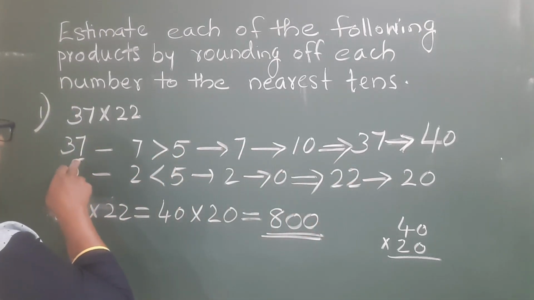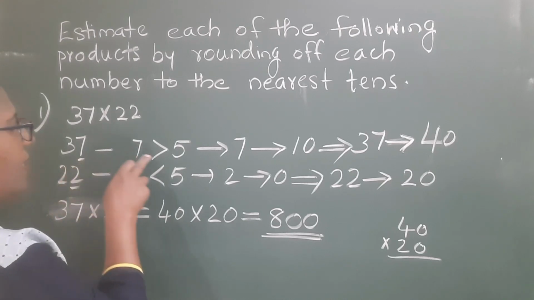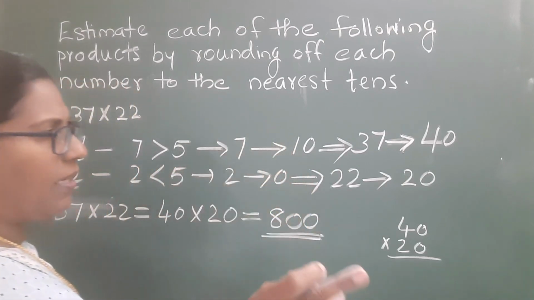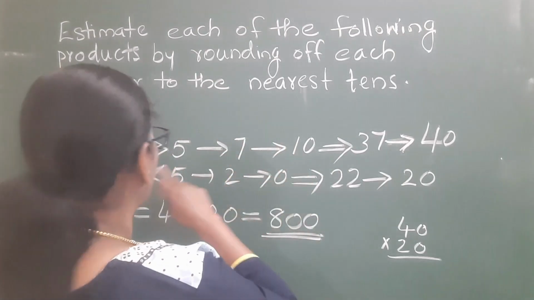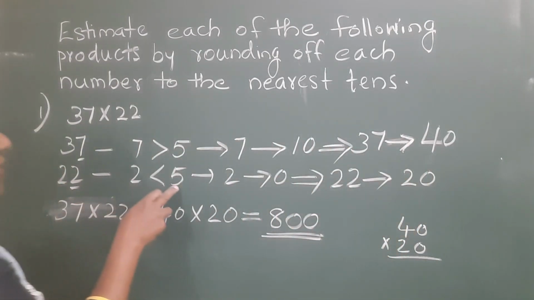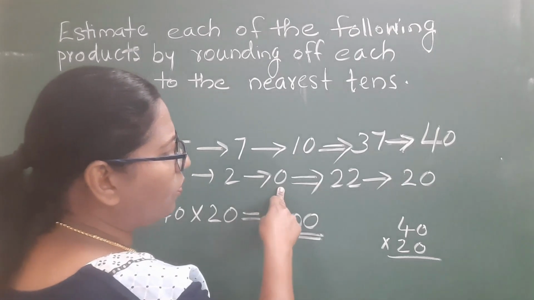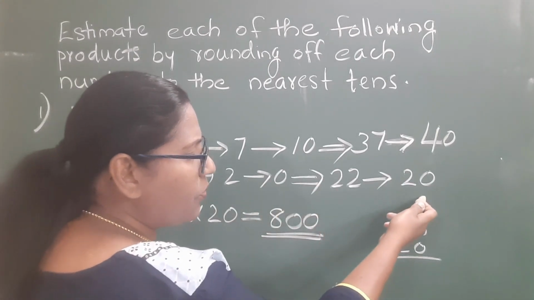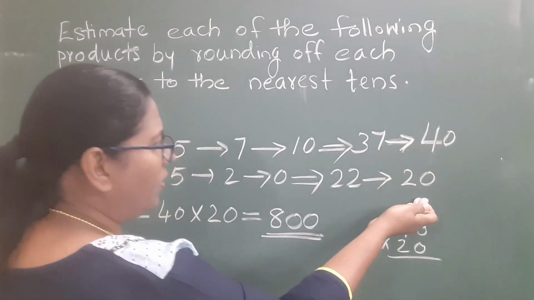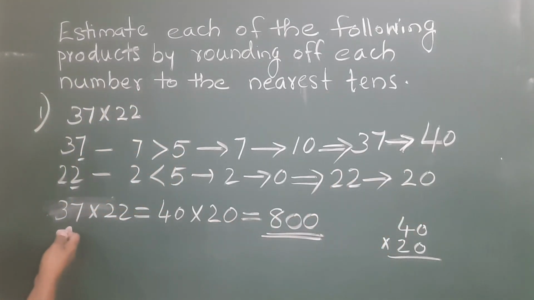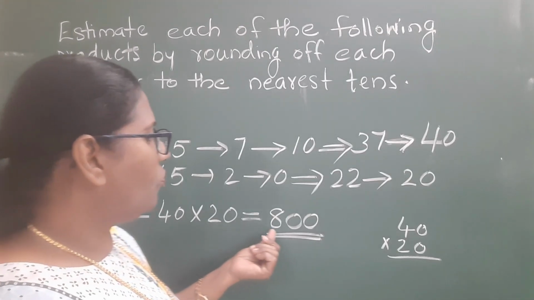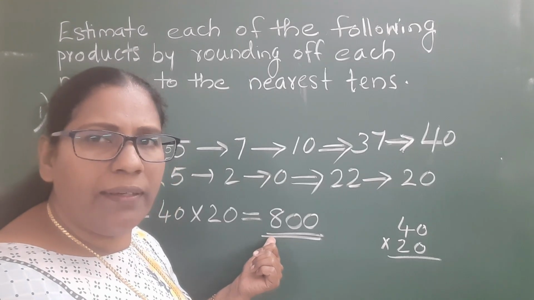First we round off 37 to 40. Why? Because in 37, 7 is in ones place, that 7 is greater than 5. So 7 rounds off to 10. Remember the scale. So 37 rounds off to 40. Now here 22. 2 is less than 5. So 2 rounds off to 0. So 22 rounds off to 20. Now after getting this answer, 40 and 20, we have to do the multiplication. Instead of 37 into 22, 40 into 20. So 40 into 20 is equal to 800.